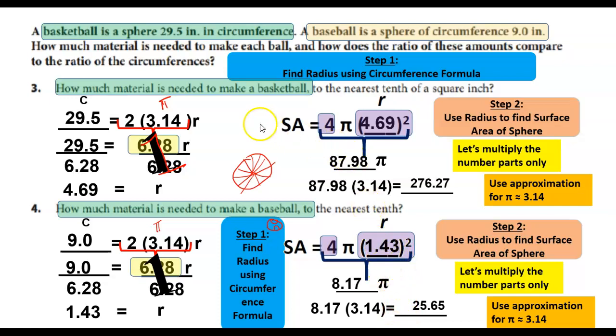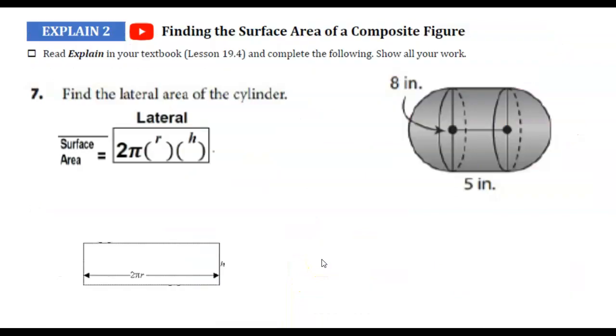All right, I know that was involved. They didn't give us the radius straight out. We had to find it first. But this is a great review of what circumference looks like and a great practice as to how to find surface area. So let's continue on.